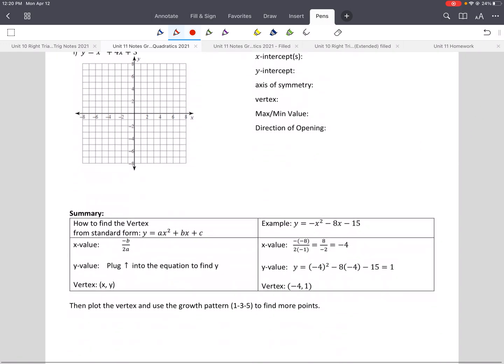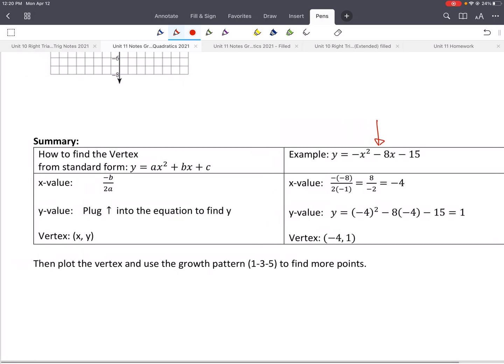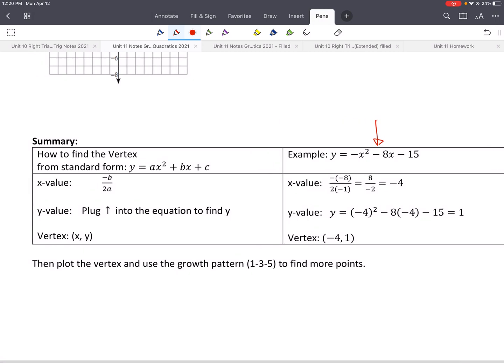Okay, I wrote this down like a summary of all this. So these are basically the steps of how to find the vertex from standard form. And then I worked out an example. And then once you find that vertex, then you plot the vertex and you use the growth pattern 1, 3, 5 to find more points.